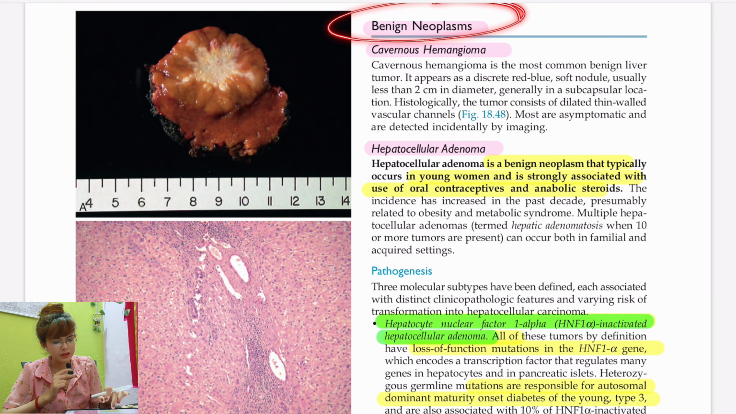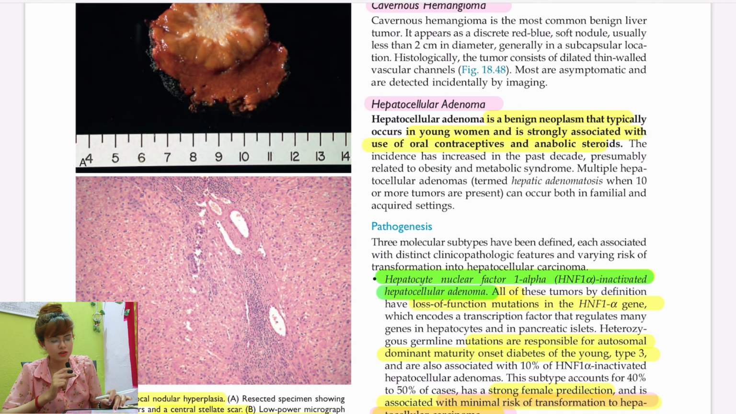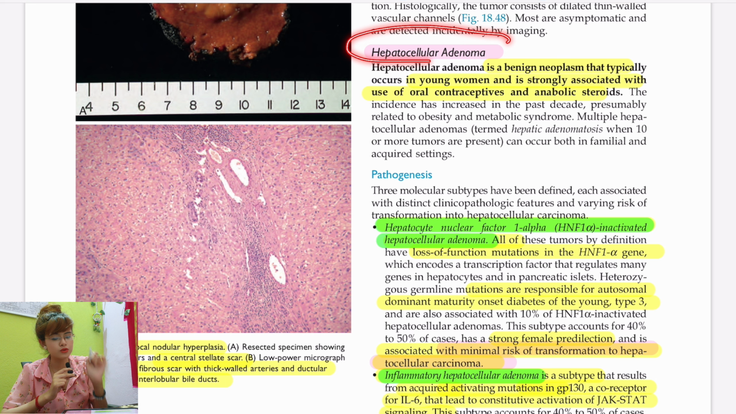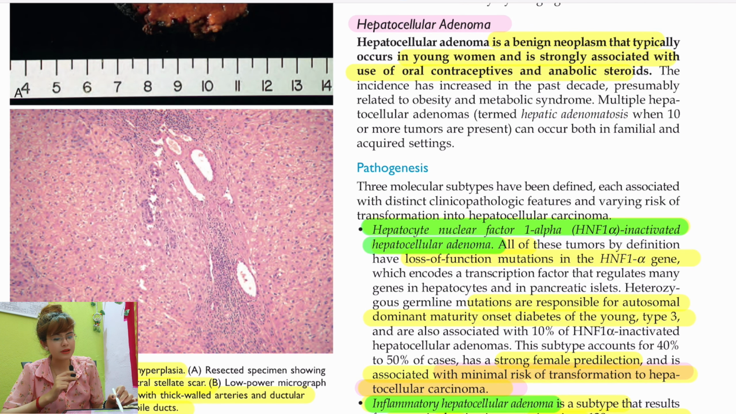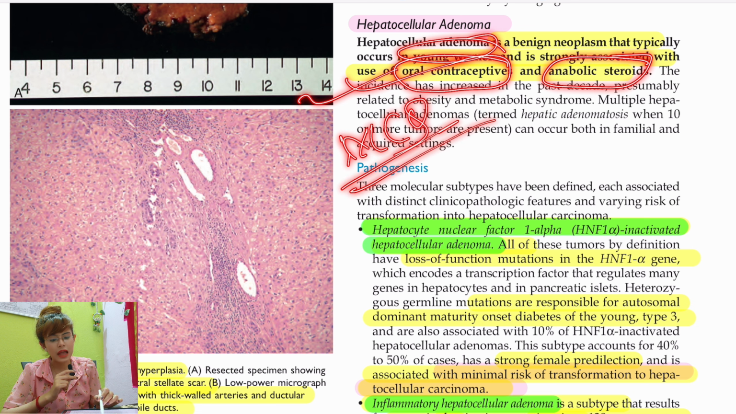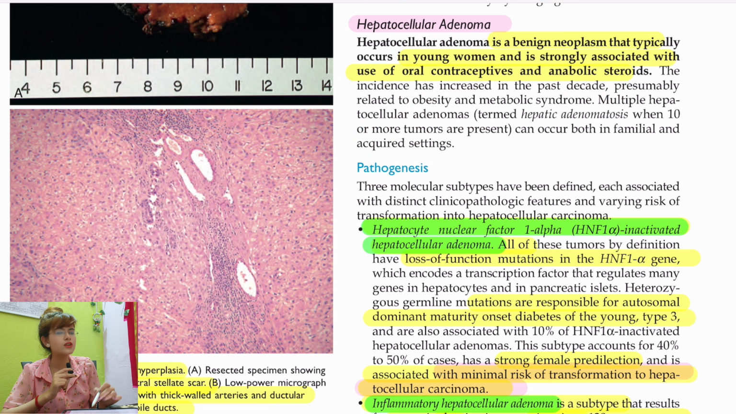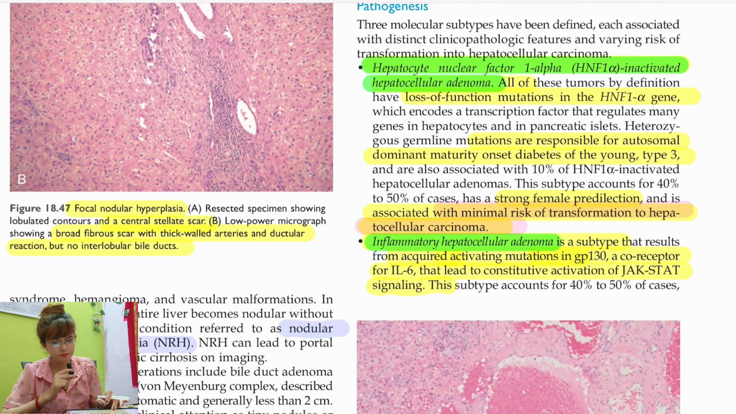Now coming to the benign lesions, cavernous hemangioma doesn't require much explanation. Coming to the important point, which is the hepatocellular adenoma. This is basically a benign neoplasm that typically occurs in young women and is associated with use of oral contraceptives and anabolic steroids. Again, a very important MCQ point: whenever you see in the question young women on oral contraceptives or anabolic steroids, then the diagnosis is pointing towards hepatocellular adenoma. This is a benign neoplasm, not a malignant one.